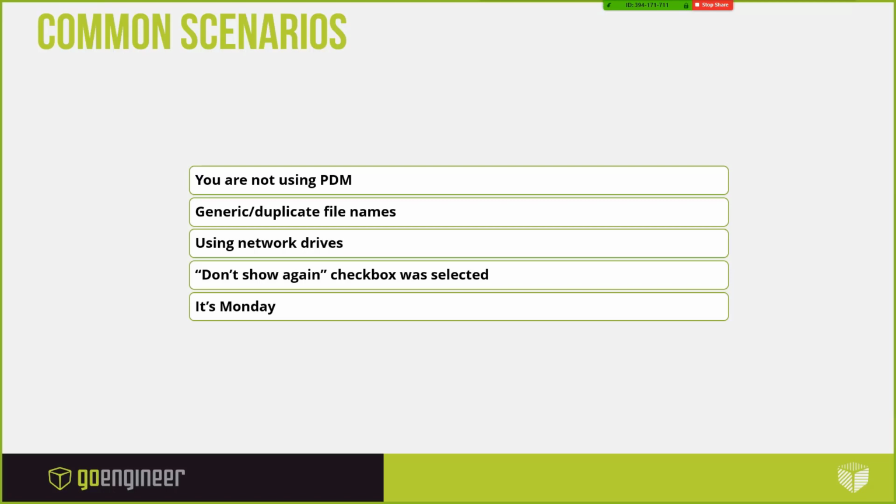Next thing is generic and duplicate file names. I'm sure everybody out there is right now using some assembly that has some part called Part 1 or Assembly 1 or some other generic name. Having names like that will accidentally cause external references if you're not aware of what's happening. Also, using network drives can be a pretty big problem, since network drives don't have an inherent ability to know what's going on with the SOLIDWORKS files. They're just files in the end.